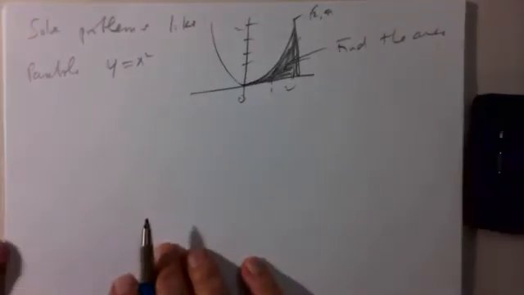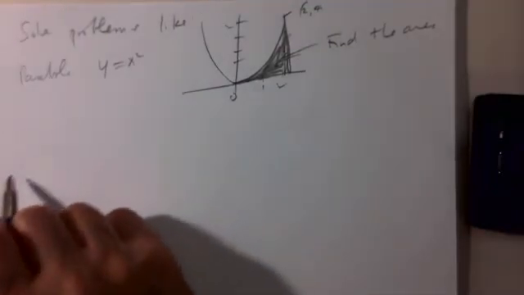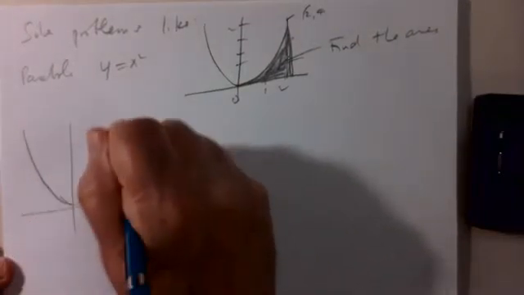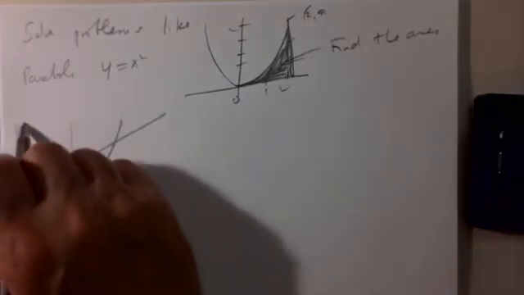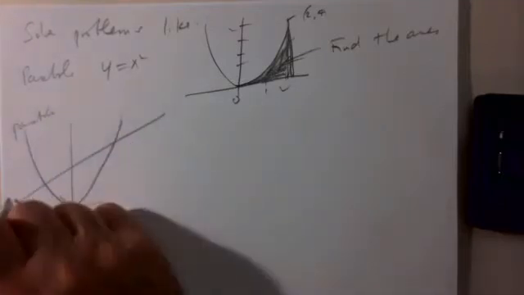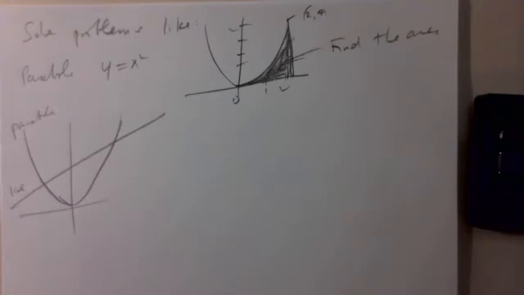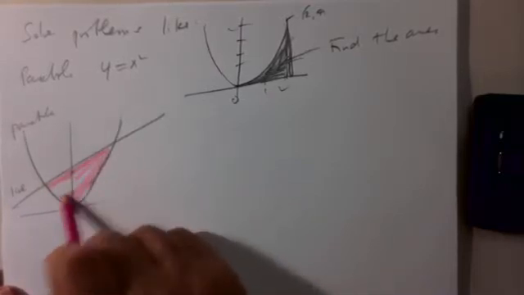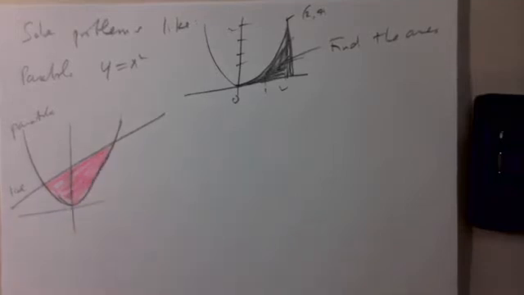Or suppose we have a more interesting problem. Suppose we have a parabola and a line. So here we have a parabola, and here we have a line. So this is my parabola. This is a line. I want to find the area of the parabola cut out by the line.